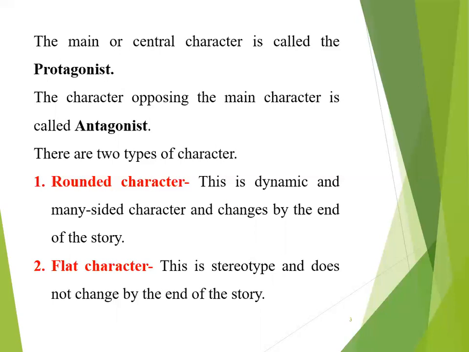Because they are major characters, they are dynamic, or very active, they do some action in the story which is very important. They are many-sided, which means they have various aspects in their character, and sometimes you find that the character changes, and does not remain as it is, but changes at the end of the story. Because of that, we call them a rounded character. So the protagonist or some major characters are mostly rounded characters.